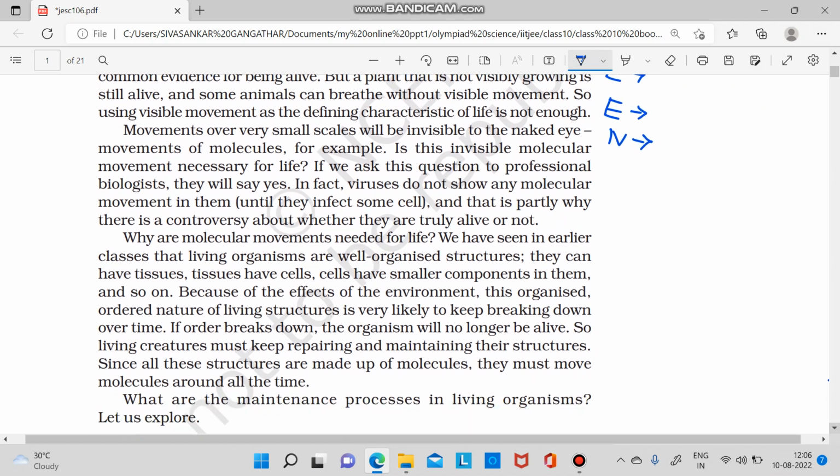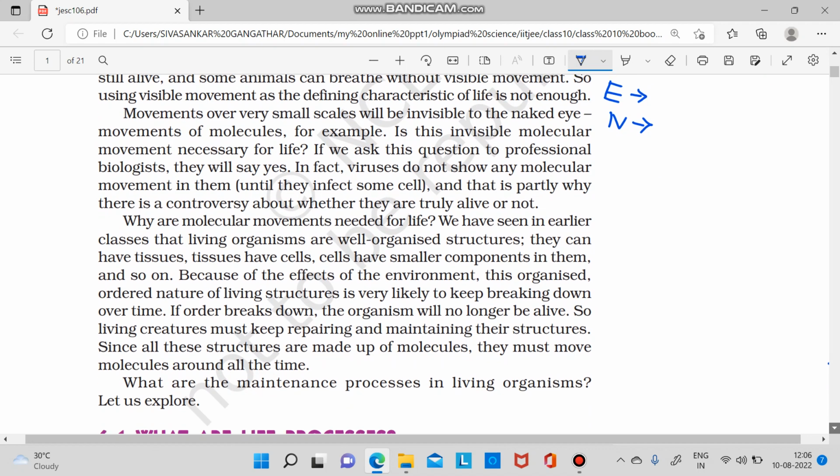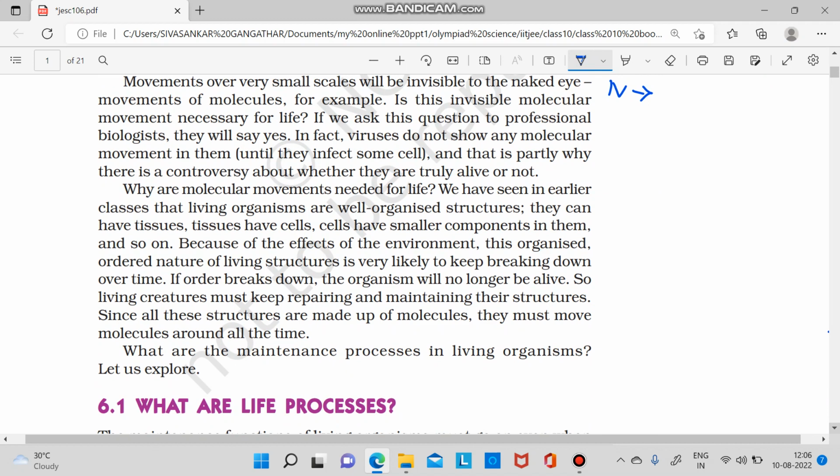So there is a common example of the touch-me-not plant. When you touch it, it will droop its leaves. Movements over a small scale can be invisible to the naked eye. So you can't see the roots moving towards the water source with naked eyes.